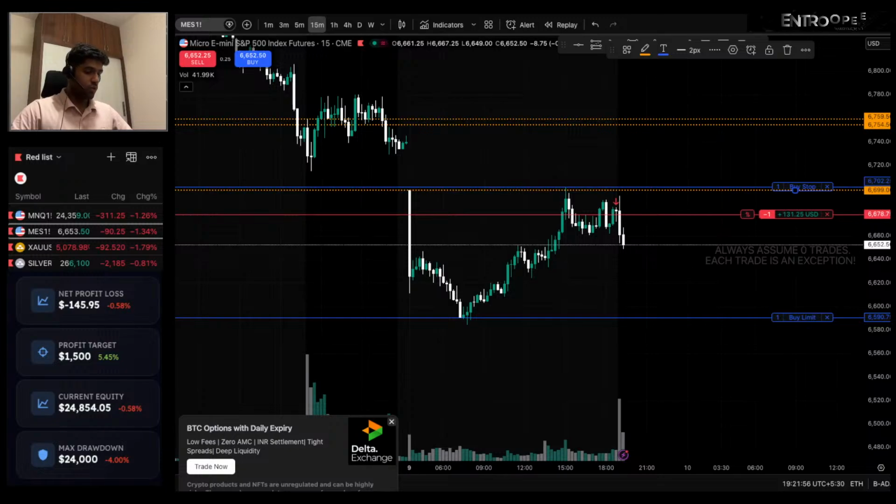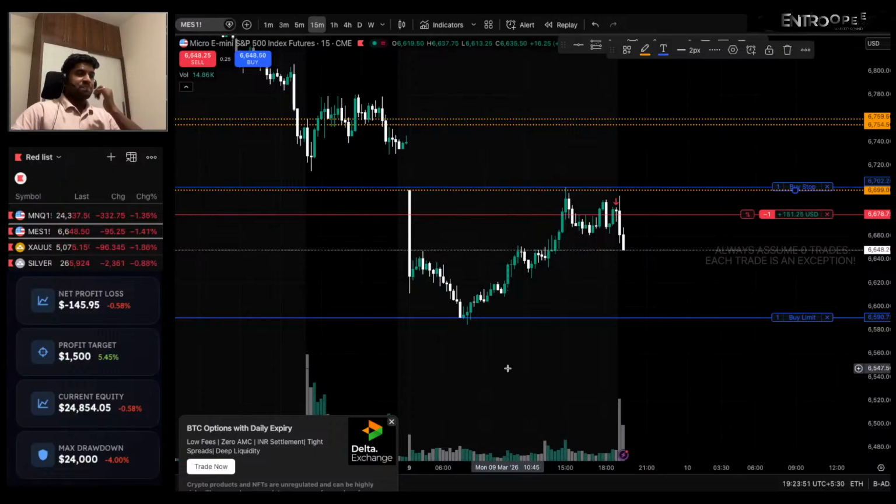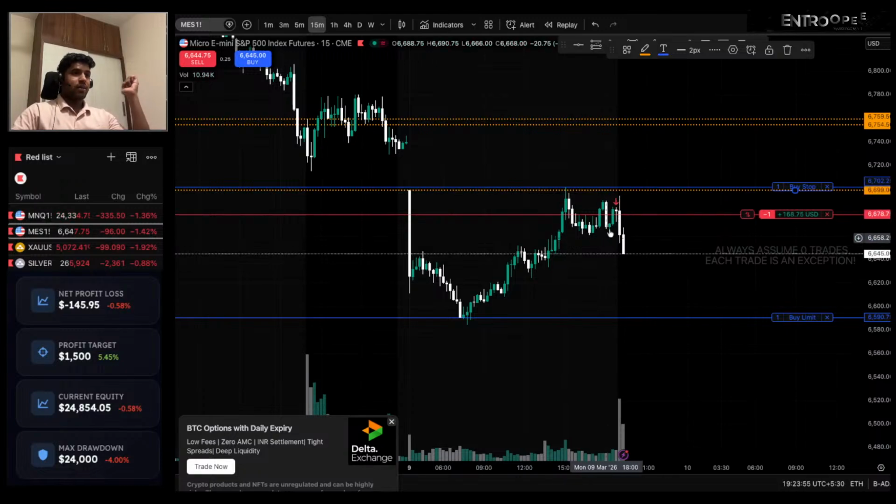Okay, so we are good to go. Let's go to the chart and I'll try to explain what has happened. So if I come to the TradingView chart, the first thing that I see today is that before the open of the New York market, there was a sweep on this particular candle.